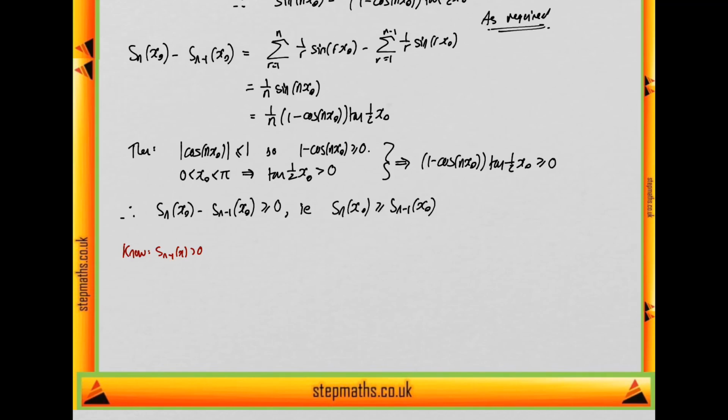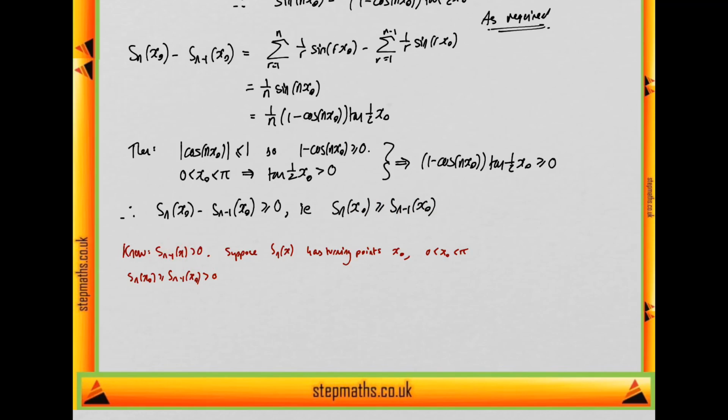Okay, suppose Sn of x has turning points x naught for 0 less than x naught less than pi. Well, then we know that Sn of x naught is greater than or equal to Sn minus 1 of x naught, because we've just done that, and that's greater than 0. So we know Sn of x naught is greater than Sn minus 1 of x naught because of this, and we know it's greater than 0 by this assumption here.